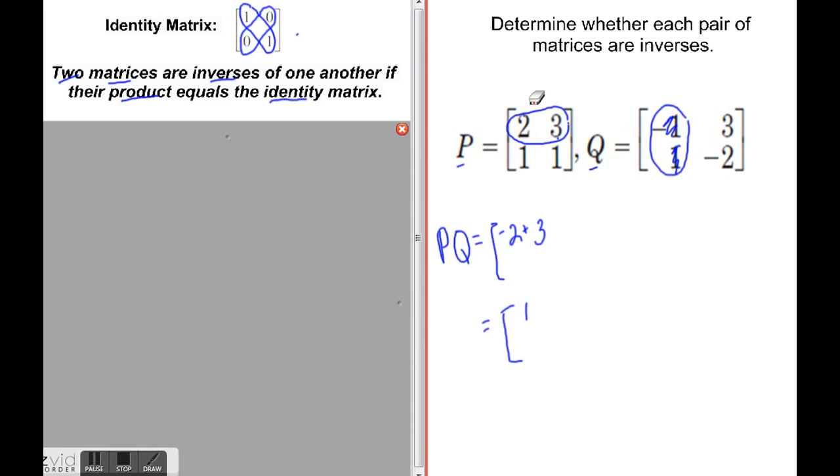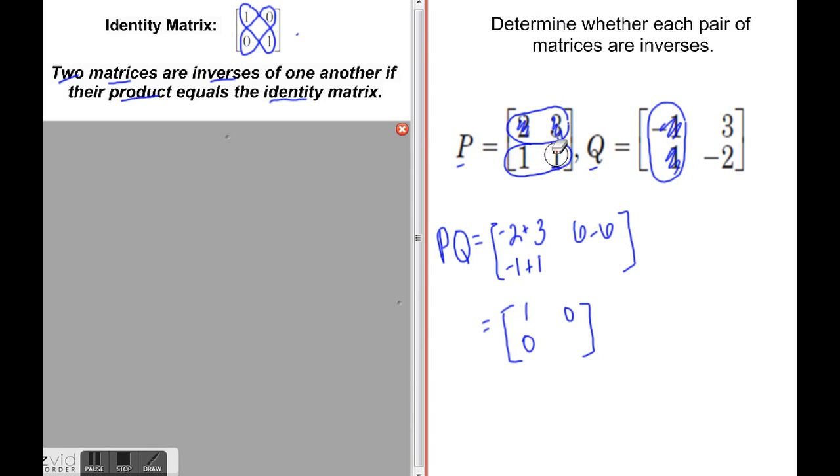Next, we are going to multiply 2 times 3, which is 6, and 3 times negative 2, which is a negative 6. So the second element in my matrix is 0. Now that we have used the first row of the P matrix, it's time to use the second row of the P matrix with the columns of my Q matrix. So 1 times negative 1 is negative 1, and 1 times 1 is 1. Their sum gives us the third element of 0.